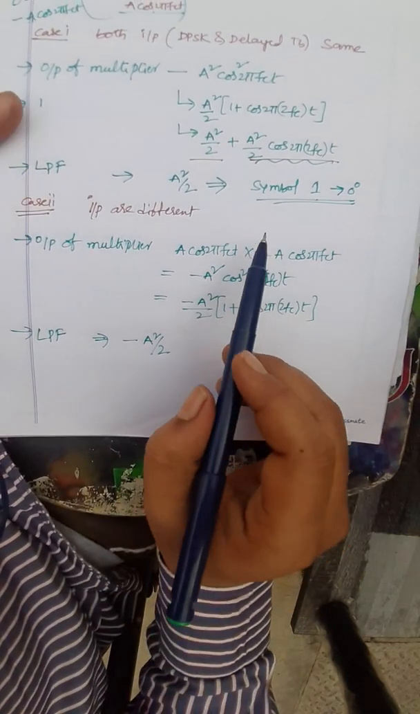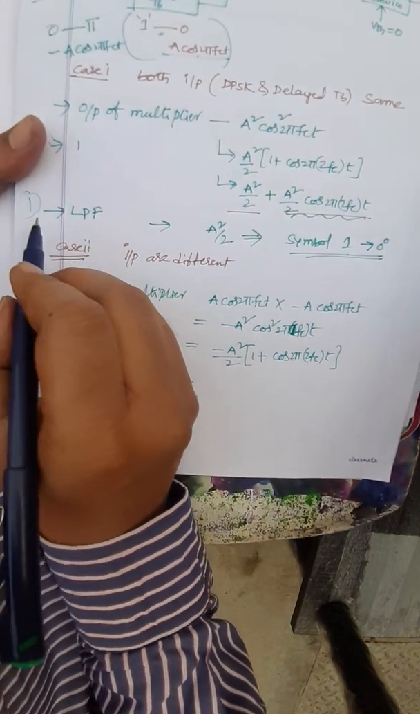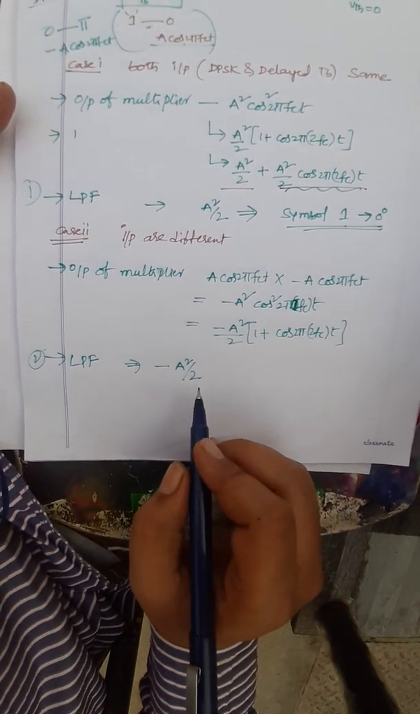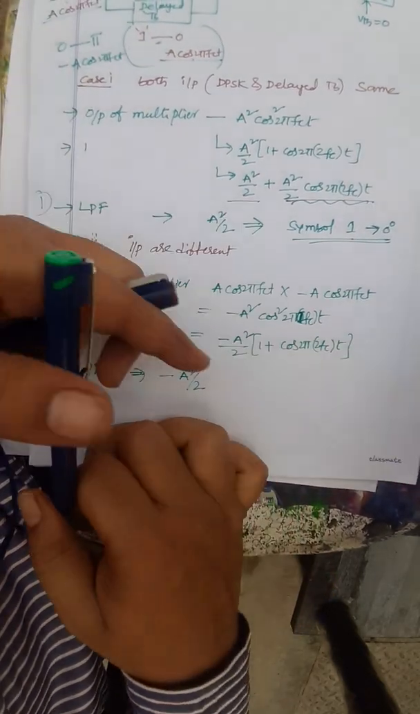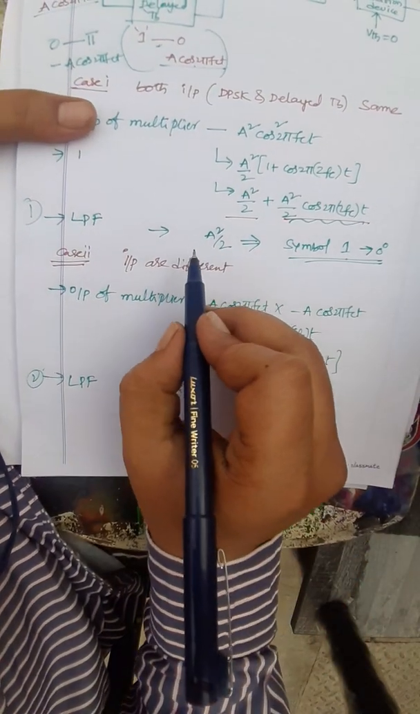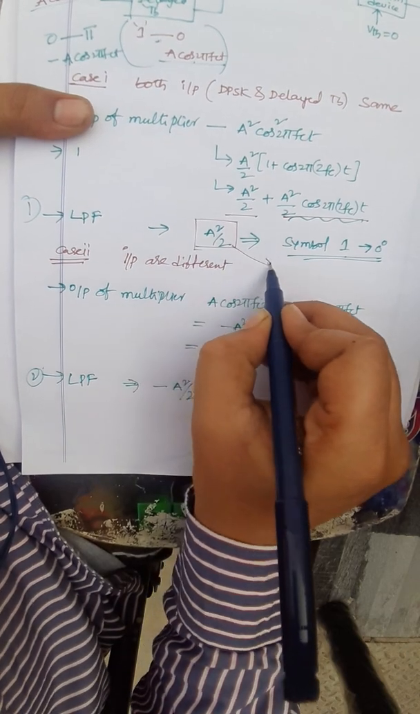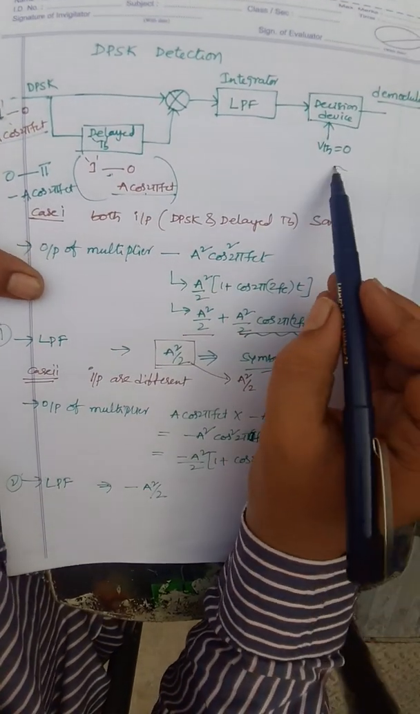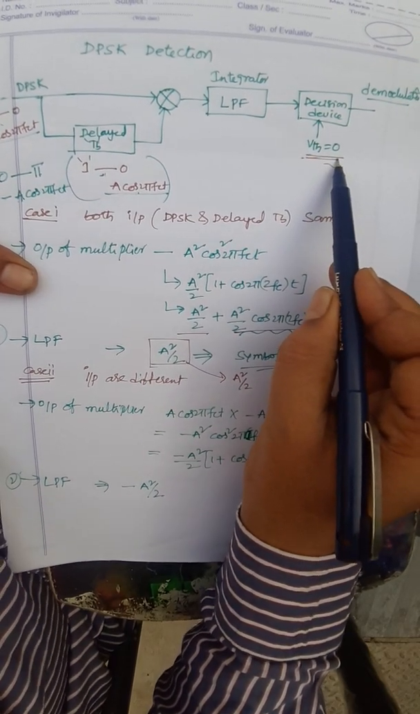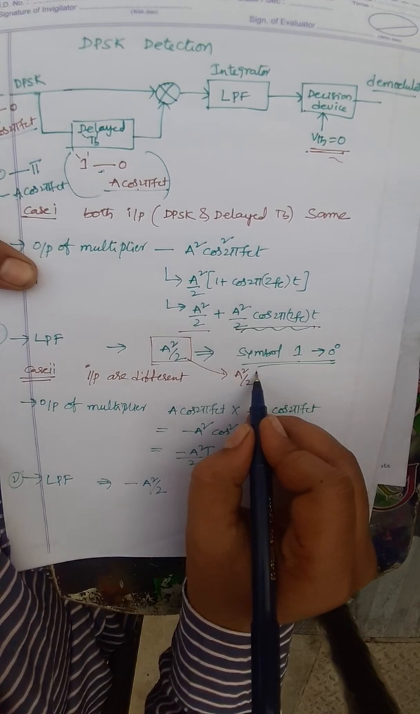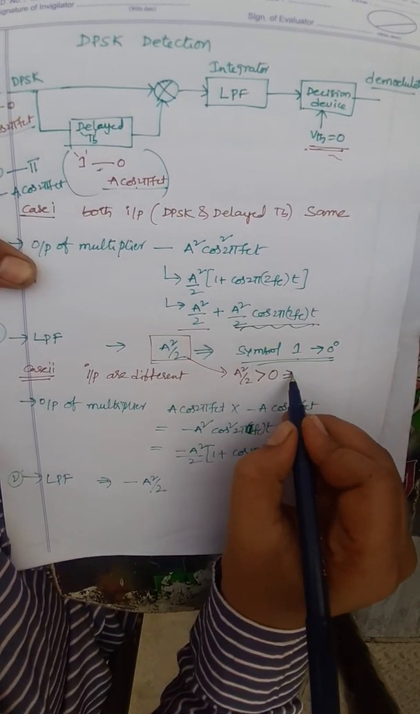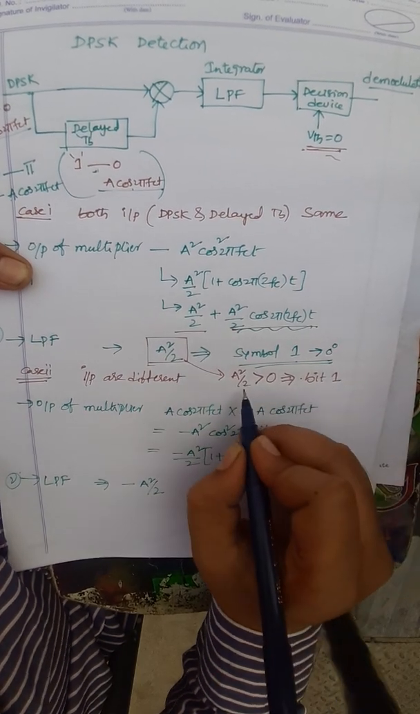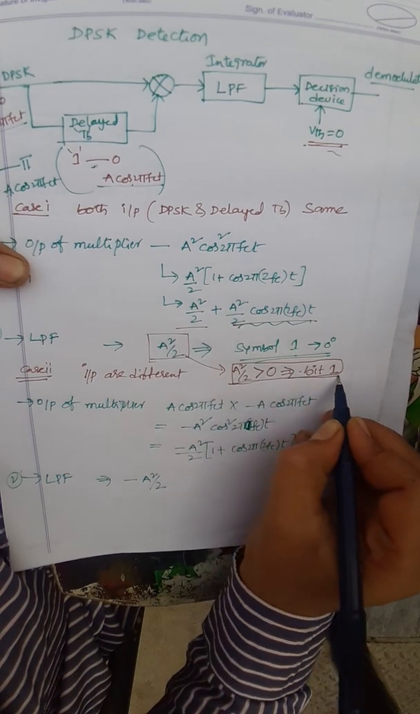Now these two outputs of the low pass filter, this is the case 1 output, and this is the case 2 output. So the case 1 output as well as the case 2 output are passed through the decision device, right. For case 1, see here, the case 1 output is A square by 2. This A square by 2 is compared with the decision device internal voltage, that is the threshold voltage V, 0, right. So A square by 2 is greater than 0, so the decision device will produce output in favor of bit 1.